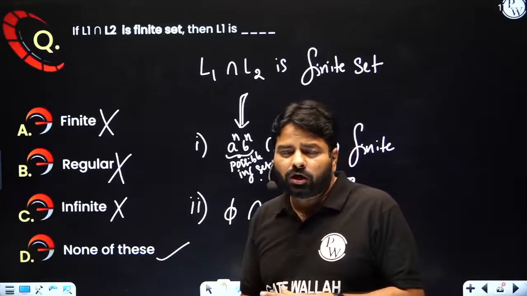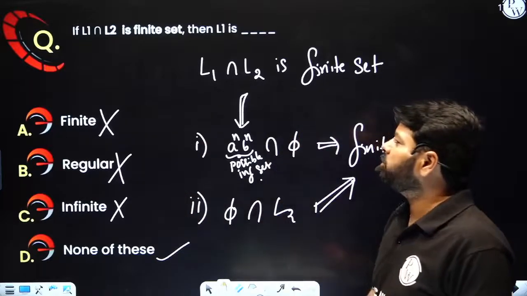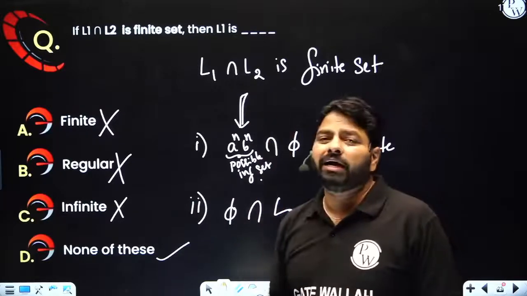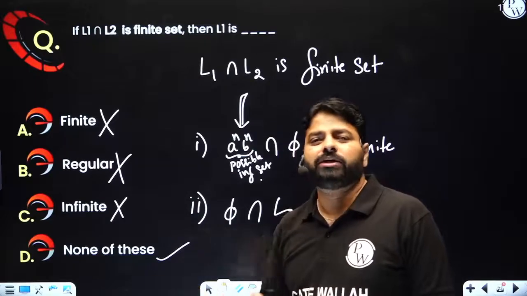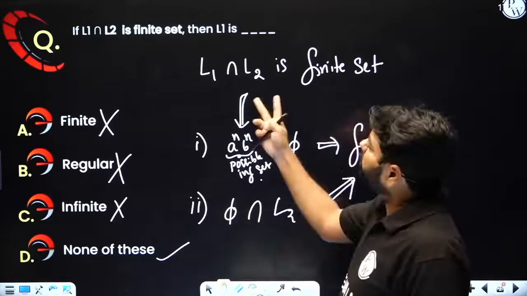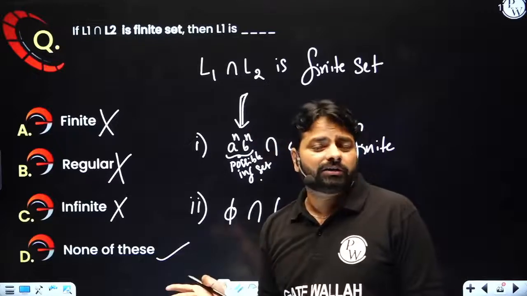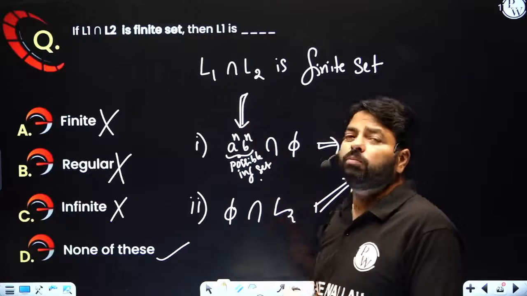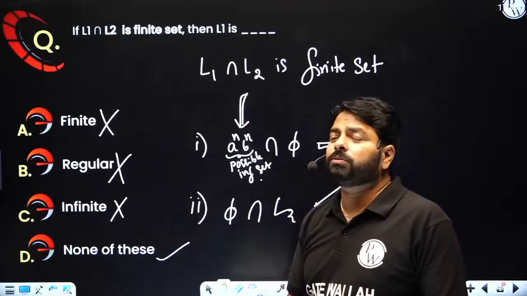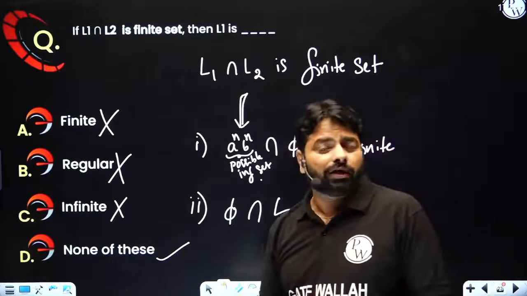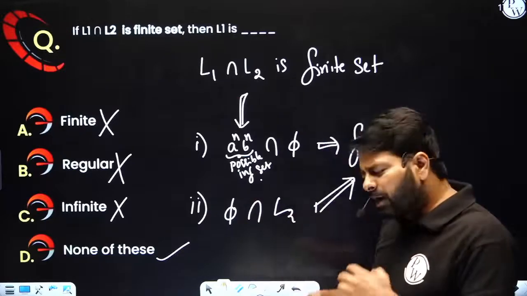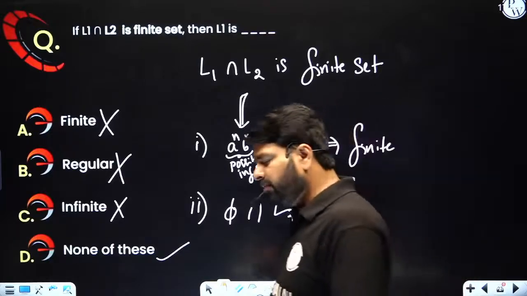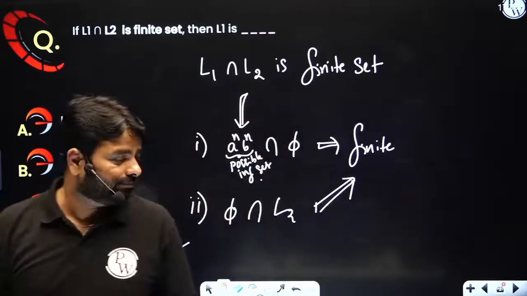But when you talk about both simultaneously, what happens to L1 and L2? Is it possible that both L1 and L2 are finite at the same time? Yes, possible, but not always. Is it possible that both are infinite? Yes, that is also possible. Both regular? Yes, that is also possible. Both non-regular? That is also possible. So there are many combinations which can give the result finite. L1 and L2 could possibly be any.